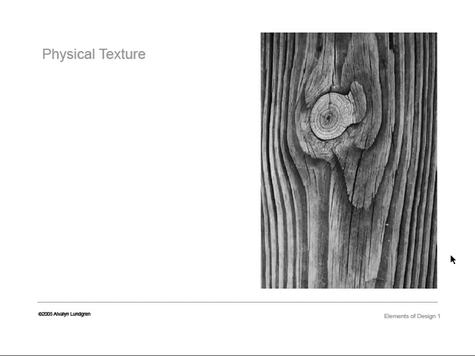Physical texture is something you actually touch. Texture relates to the tactile sense of touch. And so physical texture actually feels like it will look. We will feel the roughness, we will feel the softness of something. So physical texture is real or actual texture rather than being virtual texture.